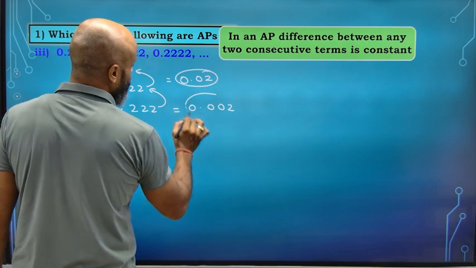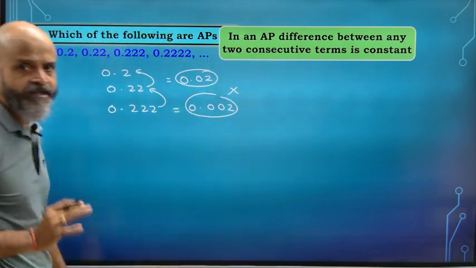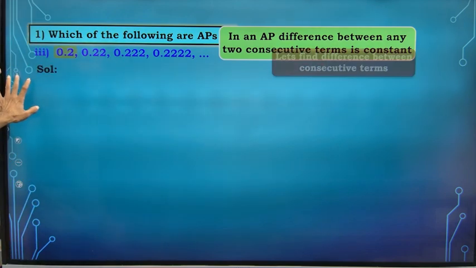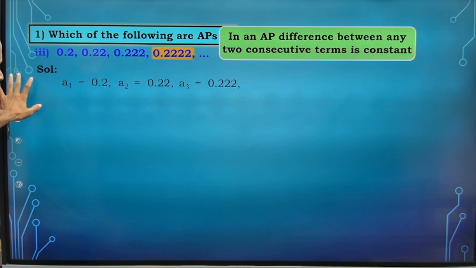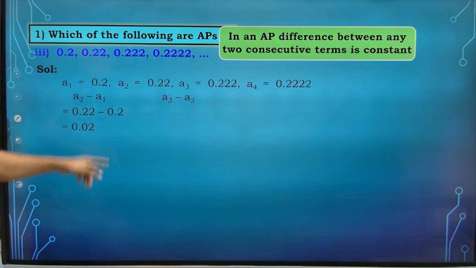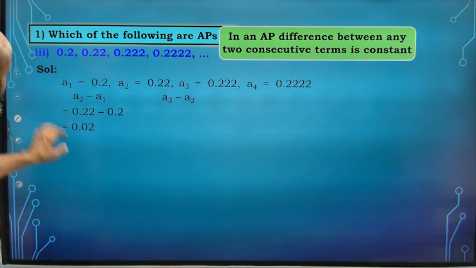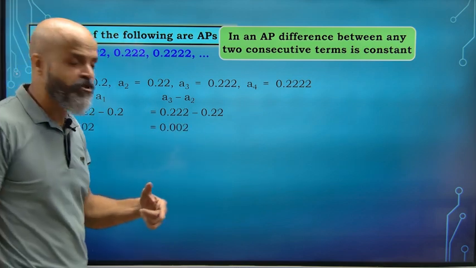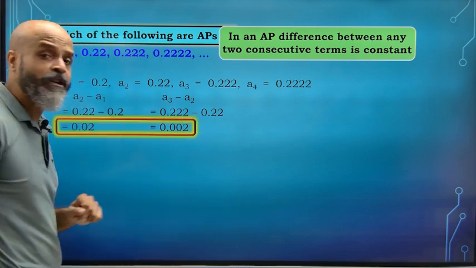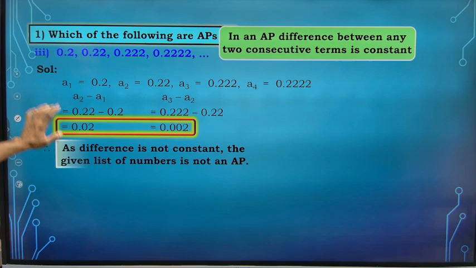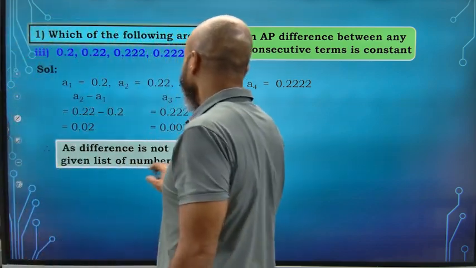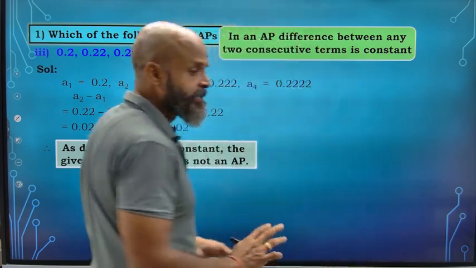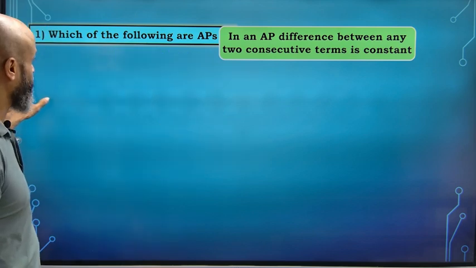Are these two the same? The answer is no. Hence, it doesn't qualify to be an AP. A1 is this, A2 is this, A3 is this. If I do A2 minus A1, I will get 0.02. If I do A3 minus A2, I will get 0.002. So obviously, this is not qualifying for an AP. As the difference is not constant, the given list of numbers is not an AP.